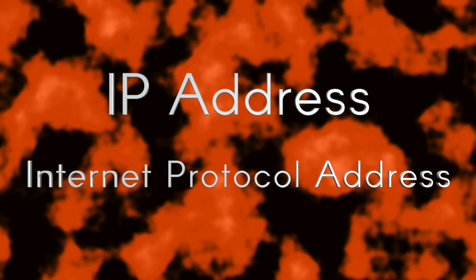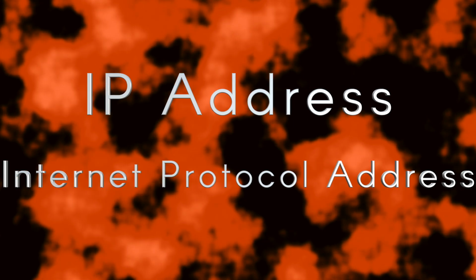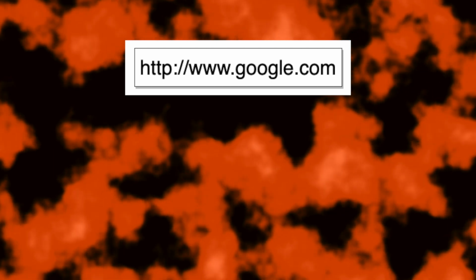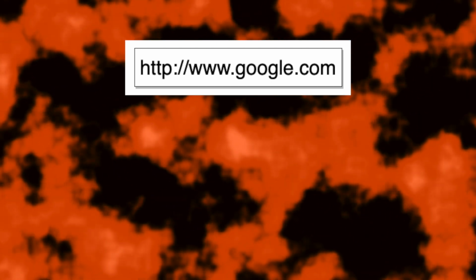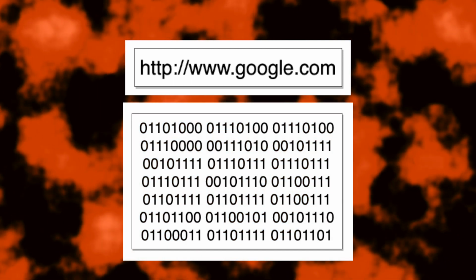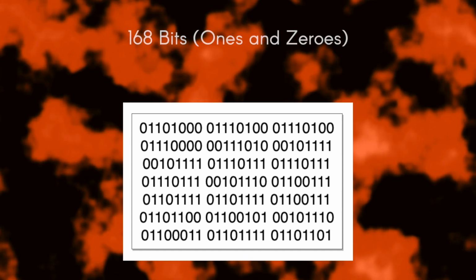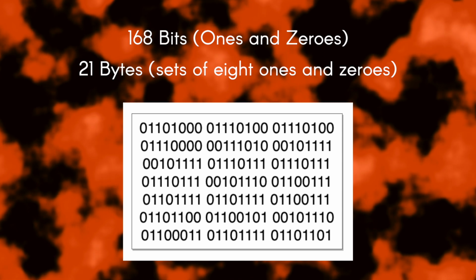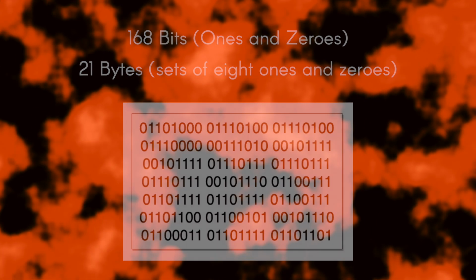for Internet Protocol Addresses. You might think of these as kind of like a phone number for each computer connected to the internet. Web addresses use standard text, which when converted to their binary form, use up quite a lot of ones and zeros. Just putting in google.com gets you this, which counts to 168 bits or 21 bytes of data. And that's for a short web address.